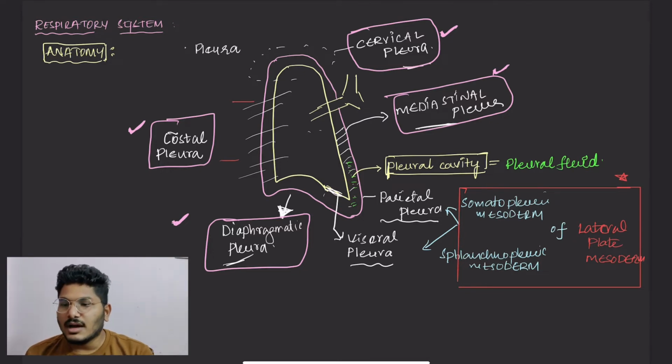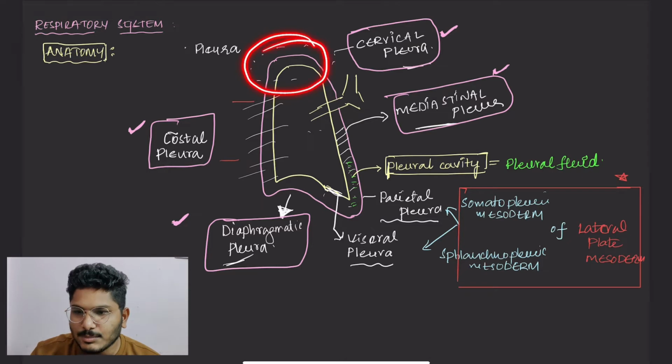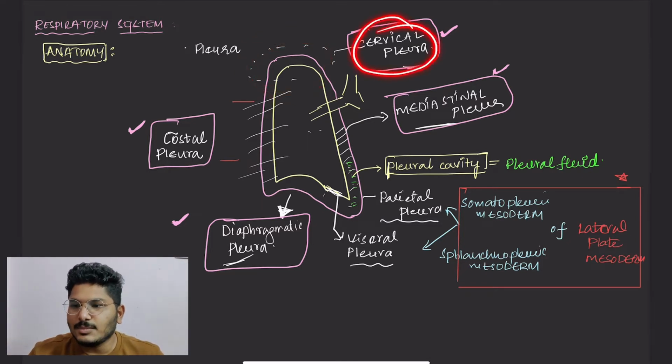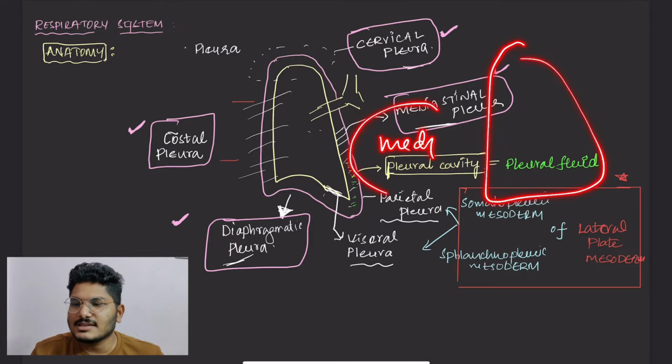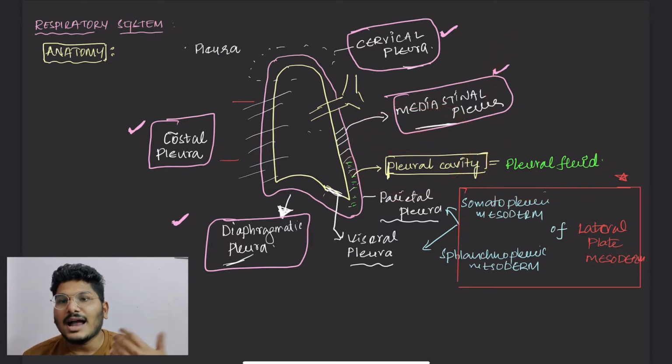Another anatomical aspect: the pleura, based on its relations to surrounding structures, is divided into various categories. The apical most part of the pleura is called the cervical pleura, number one. Next, the mediastinal region: between the two lungs there is a space called the mediastinum, where the heart and many other structures like major vessels, superior vena cava, esophagus, and even the arch of aorta are present.